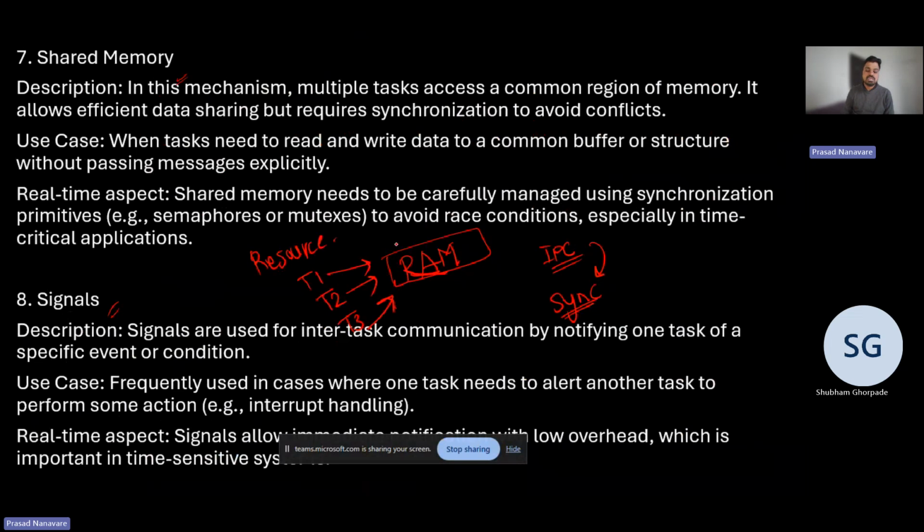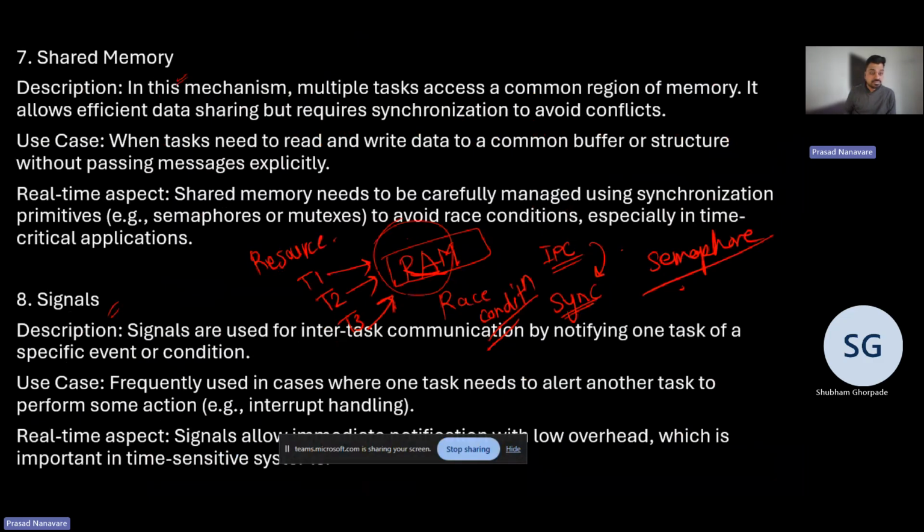Means they need to access it, and if they try to access that region of memory at the same time, then that is a race condition. To avoid that, there should be synchronization. There should be some semaphore working on it to avoid this situation.